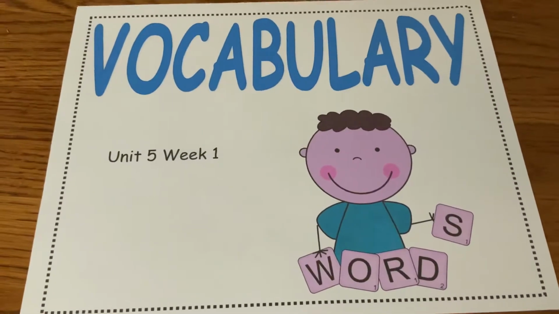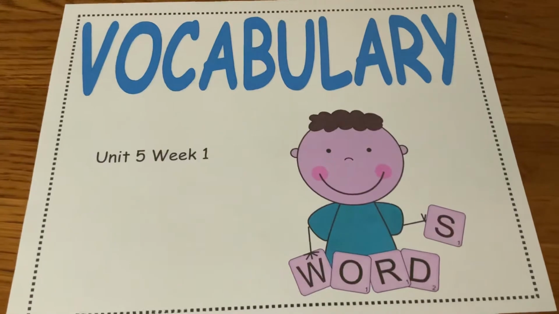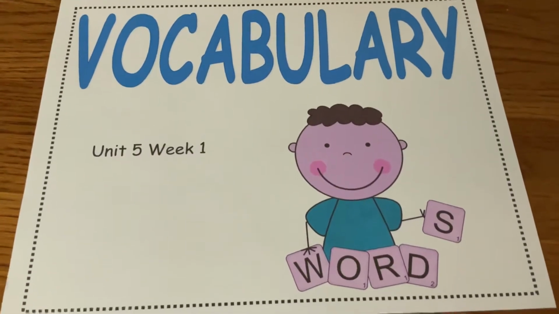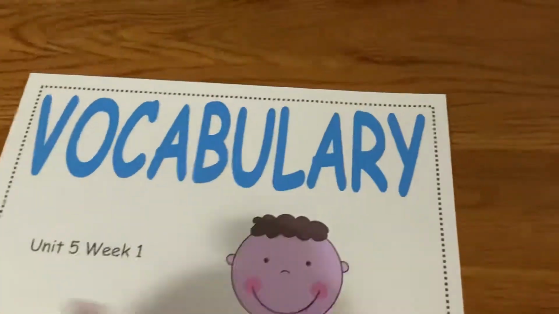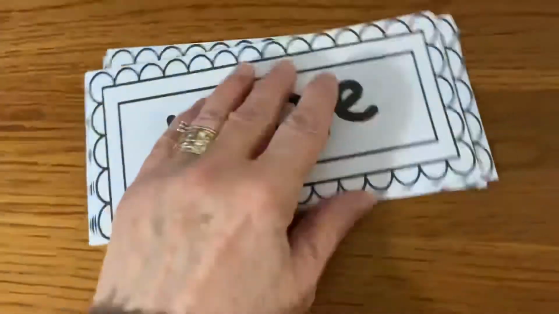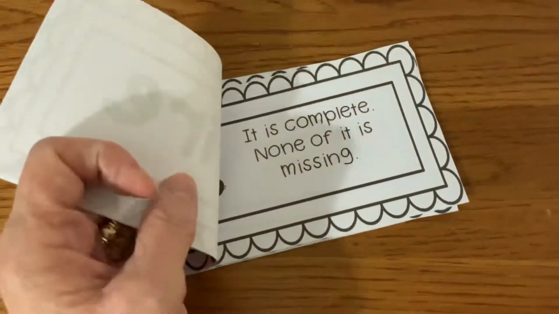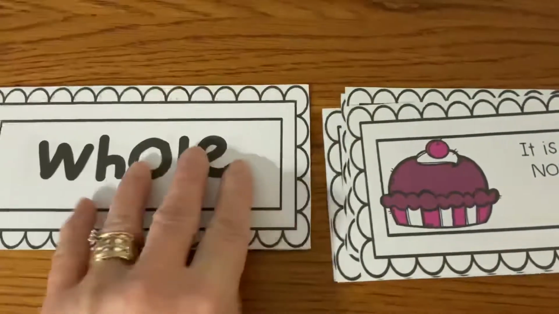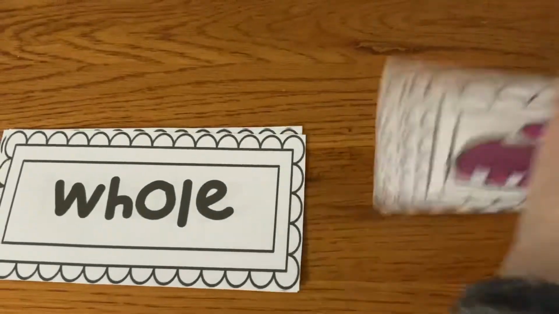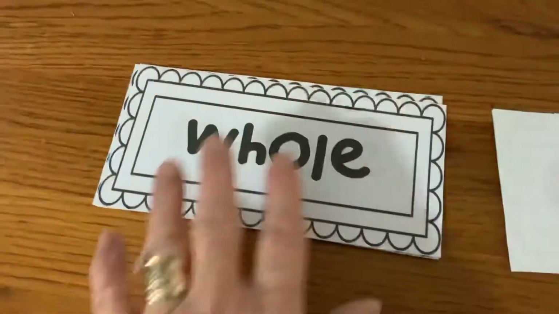Okay, this is still Unit 5, Week 1, and we're talking about the vocabulary that we have in this lesson. And we're going to look at our words and the definitions. Let me separate these out into the words. Okay. So if we're talking about the whole of something, now look at this word.